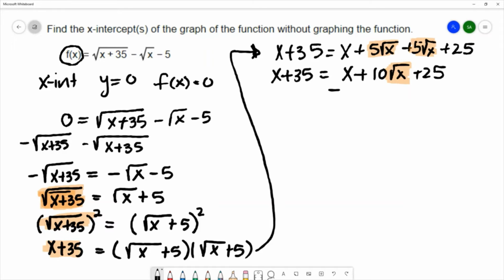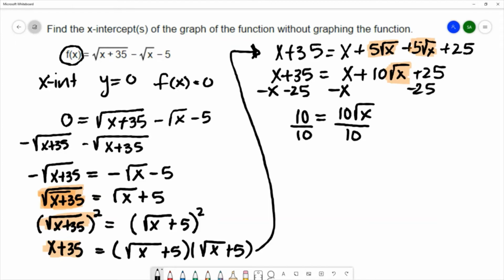So I'll subtract x on both sides, and I'll subtract 25 on both sides. That gives me 10 equals 10 square root of x. I'm going to isolate that radical by dividing by 10 on both sides. This gives me square root of x equals 1. And then I'll get rid of this radical by squaring both sides. The square root and the square cancel each other out, leaving me with x, and 1 squared is 1. So we get x equals 1.